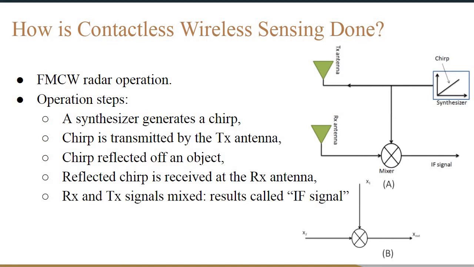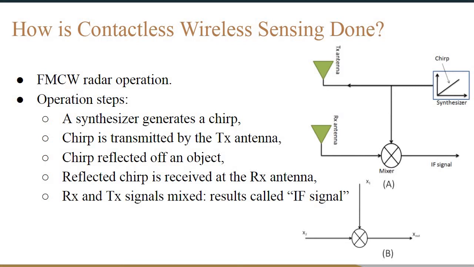where for two sinusoid signals, X1 and X2, there is an output signal X out, whose frequency equals the difference of the two incoming signals' frequencies, and whose phase also equals the difference of the two incoming signals.